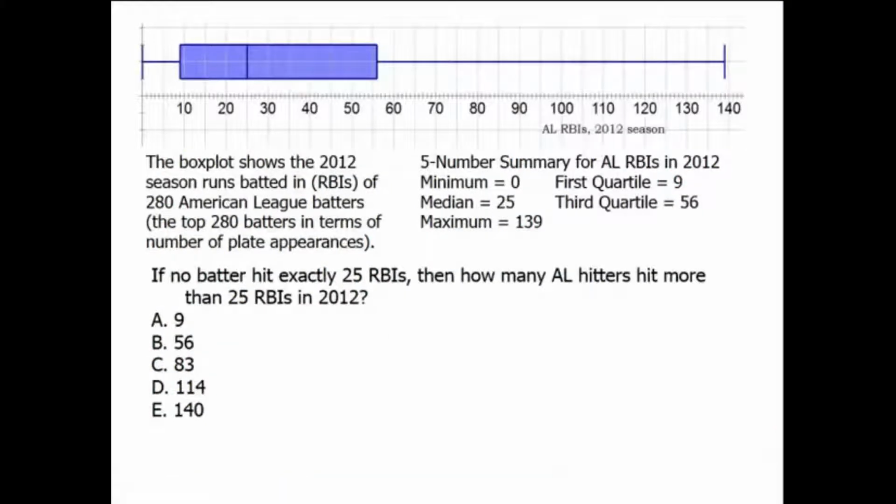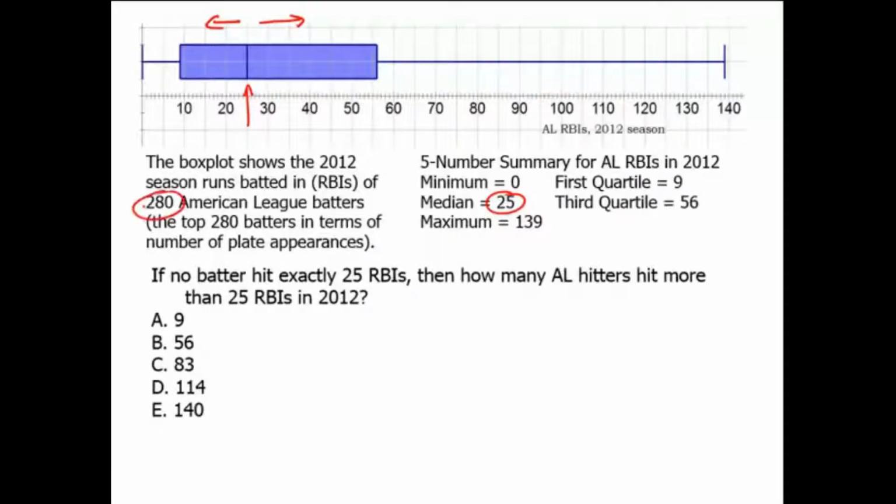If no batter hit exactly 25 RBIs, then how many AL hitters hit more than 25 RBIs in 2012? Well, notice that 25 is the median. And so, of course, the median divides the set in half. And so if no one hit exactly 25, it means exactly half the set is below the median and half the set is above the median.